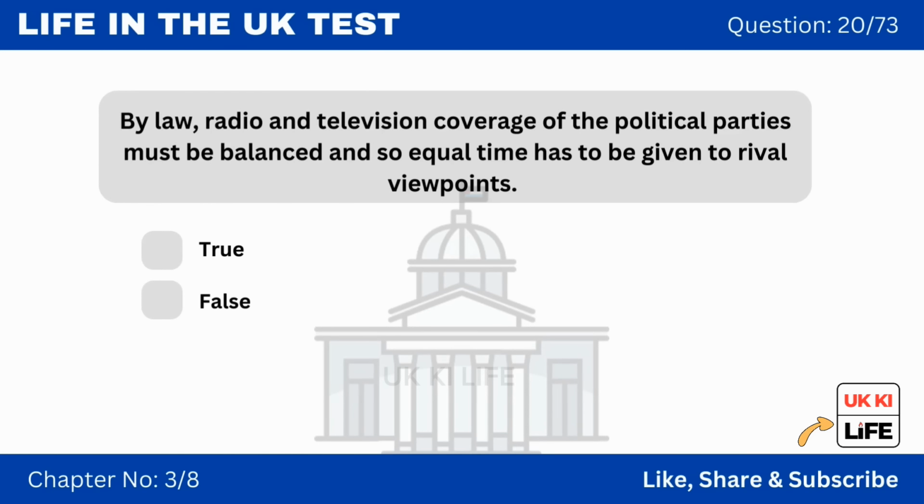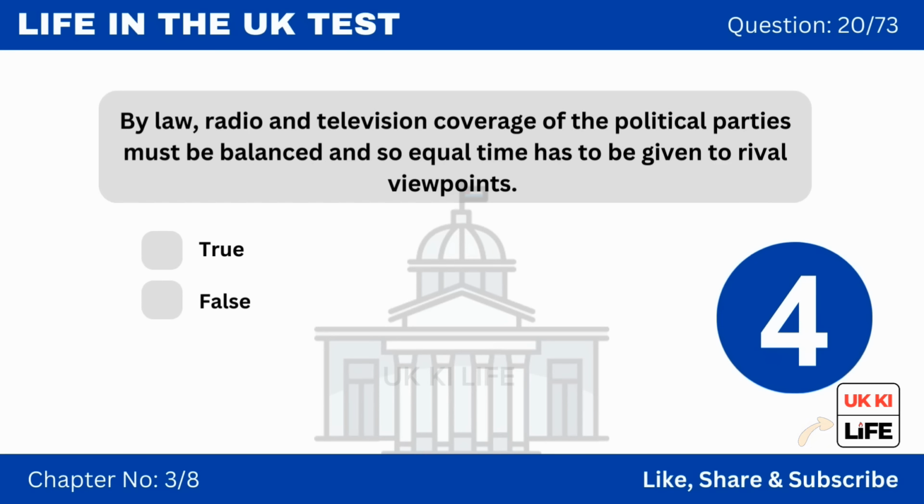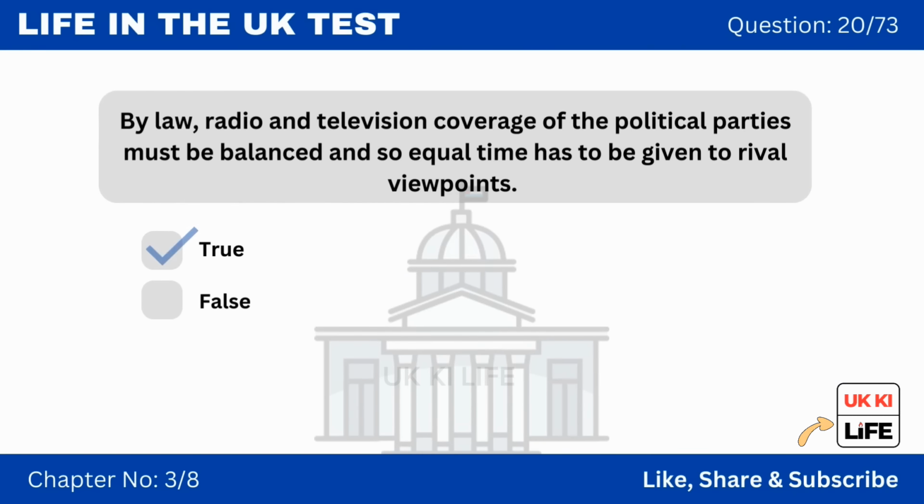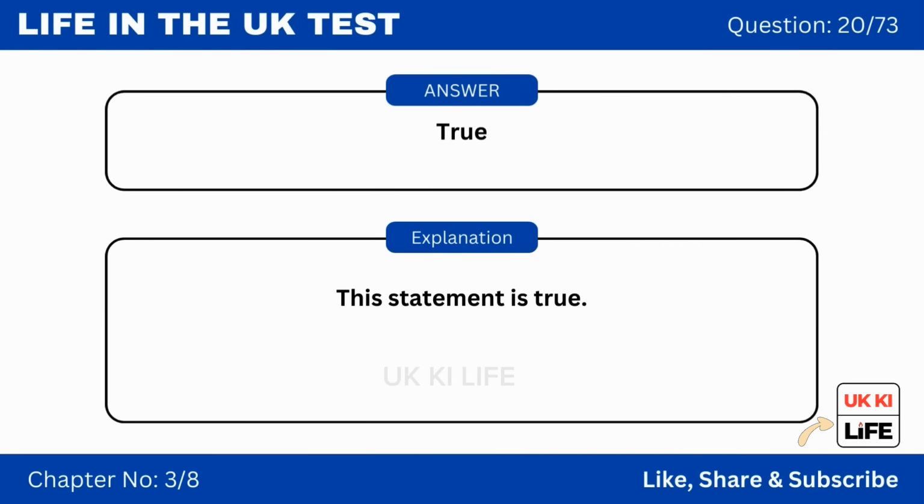Question 20. By law, radio and television coverage of the political parties must be balanced, and so equal time has to be given to rival viewpoints. True. False. The correct option is A. Explanation. This statement is true.